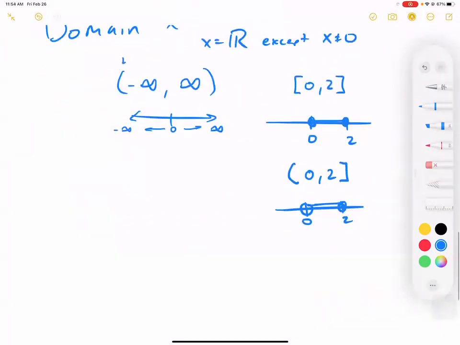If I use bracket 0, comma 2, that means you are allowed to include 0, but not include 2. So the way we refer to these is looking at this system, I can use every number from 0 all the way to 2, but don't include 0. That's why it's hollow. Up here, you can include numbers from 0 to 2, 0, 1, 2, any decimals in between. That's totally fine.